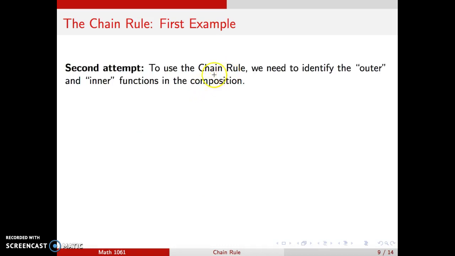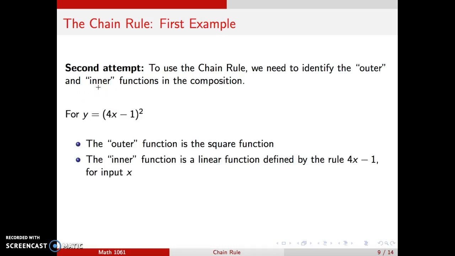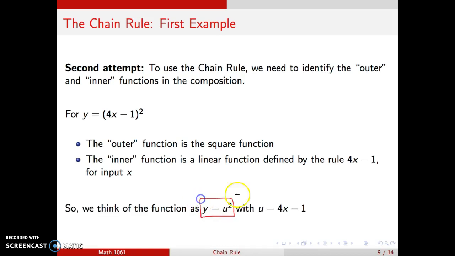Okay, so we're actually going to try to use the chain rule and do it correctly. So we're thinking of, like we said, outer and inner functions, non-technical terms. For the function in question, y equals (4x minus 1) squared, the outer function is a square function, and the inner function is that linear function defined using 4x minus 1. So if we want, we can think of it as kind of two parts. We can think of the outer function as y equals u squared, and the inner function as u equals 4x minus 1.